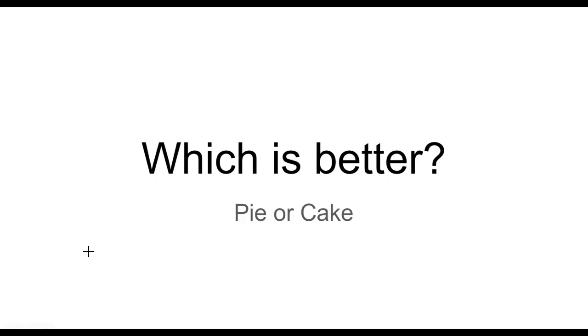But before we get started, I want to ask this very, very important question. Which is better, pie or cake? You all better be screaming cake. Pie is yucky. People put nuts in it. They put vegetables in it. They put meat in it. Things that ought not to be in it. Okay, pie is yucky.